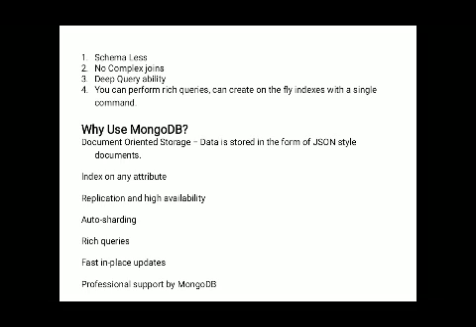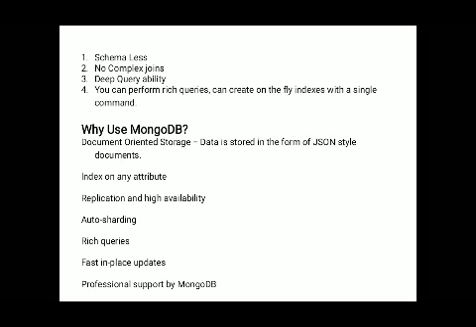Then why use MongoDB? It has document oriented storage. That means data is stored in the form of JSON style documents, and it has auto sharding, and it can perform rich queries, and it also supports professional support by MongoDB, and it can contain an index on any attribute.